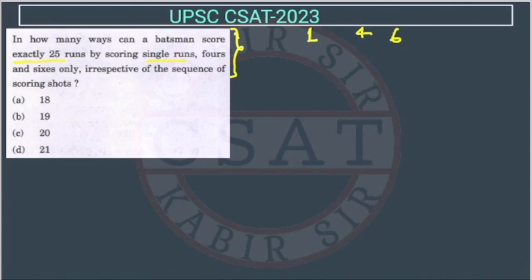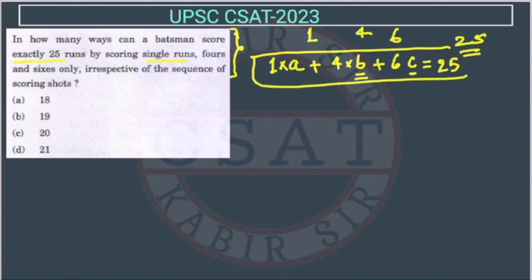Okay, see, he is scoring 25 runs. We don't know how many ones he is scoring, so let's suppose he scores ones a number of times, A, and he scores fours, and we don't know how many fours, so we assume that number is B. And how many sixes he is scoring, that is C. So the total will be equal to 25 runs, right? First of all, you should get this equation; this equation is important. Now I will tell you the easiest method to approach this question. You won't find this solution anywhere.